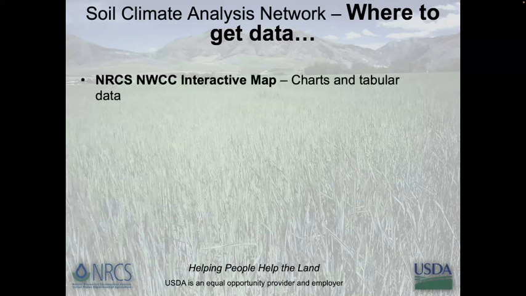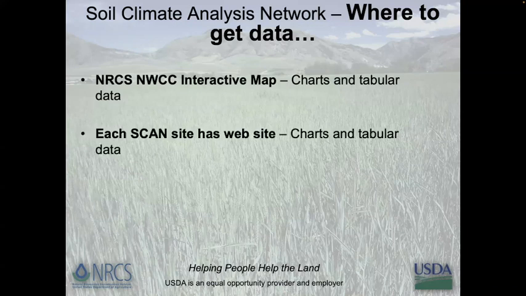the first place to look is the National Water Climate Center interactive map. This is a map environment, which I prefer. It's got both the SCAN and the SNOTEL data on it, and it allows you to pull down both charts and tabular data. Additionally, each SCAN site has its own website, and that's another place you can see a picture of the site. The link to the lab data is there, and you can get charts and tabular data there as well.